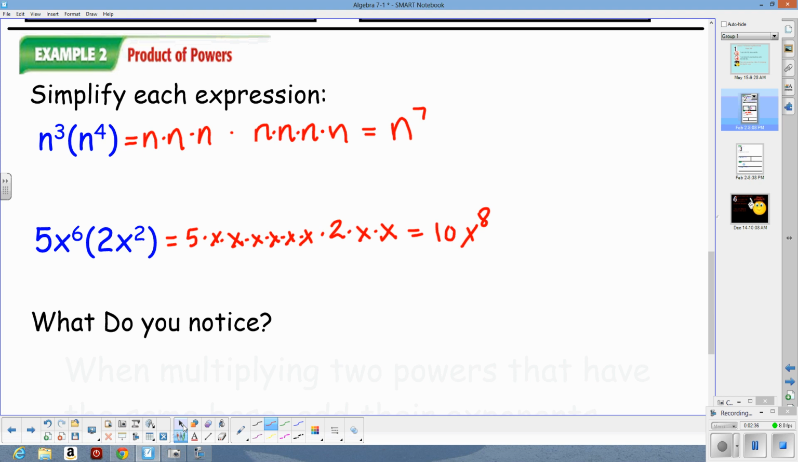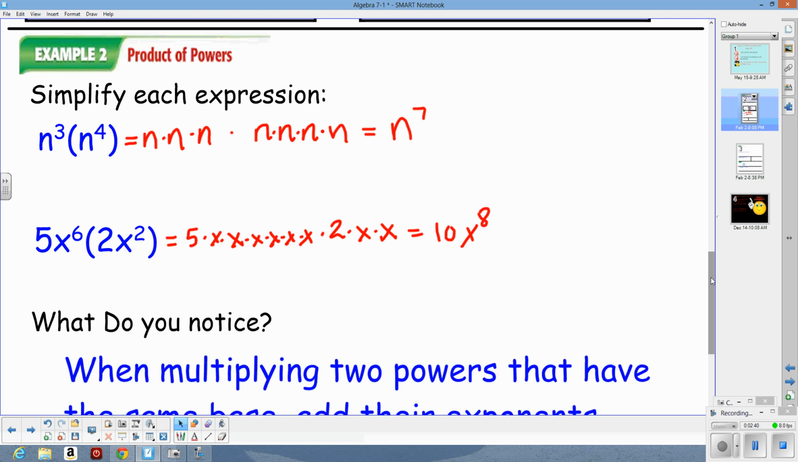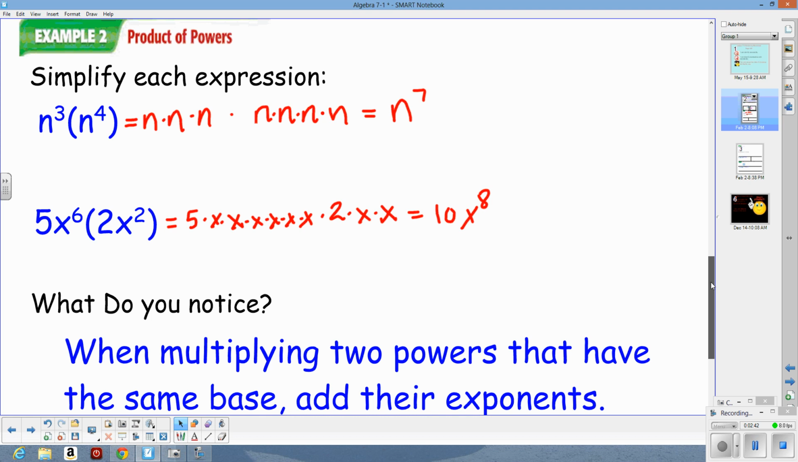Now, what do you notice about these two examples? When you multiply two powers that have the same base, you add the exponents. Since these were both with the base n, we added 3 plus 4 to get 7. And since these both had a base of x, we added 6 plus 2 together to get 8.